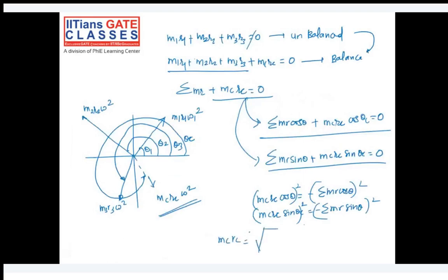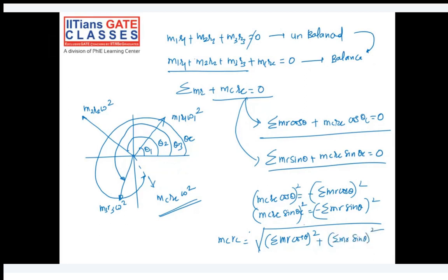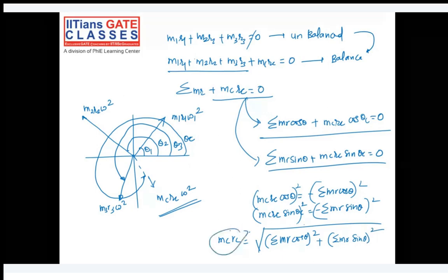under root of summation of mr cos of theta whole square, because minus minus will become minus, a square is minus 1, a square is 1, so I have neglected it already, plus summation of mr sine of theta whole square. Are you following it? This is how I can calculate the mcrc. Okay, so decide them, and accordingly you can decide the mass and r distance, and just balance the unbalanced rotor. Is it clear till this? Any doubt?